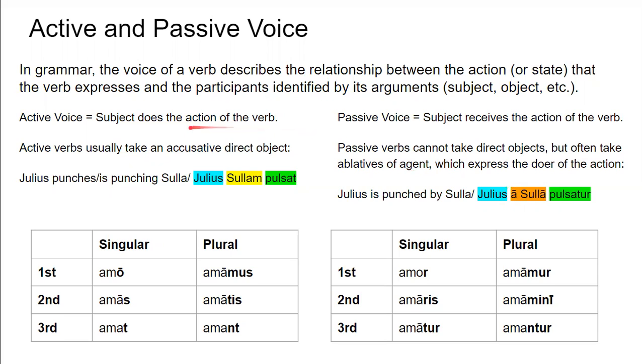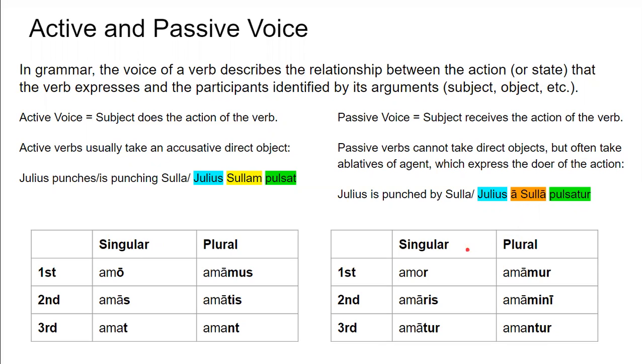So over here in this first sentence, Julius is the one doing the punching, and the one who's receiving the punching is Sulla. In this other sentence, Julius is the one receiving the punch, and he's receiving the punch from Sulla. Sulla is the one doing the action of punching. But since Julius is in the nominative and Julius is receiving the action, we have to shift the origin of that action into the ablative case, right? And that's why we have this ablative of agent here, a Sulla.